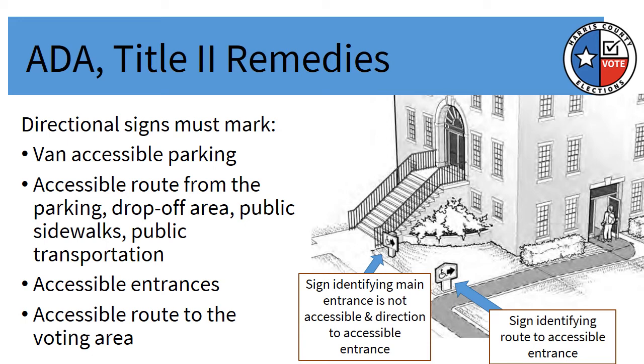To ensure that a voter with disabilities has clear direction as to where an accessible entrance is located, directional signs are required. If directional signs are on your checklist, you must post them. Directional signage must mark the location of van accessible parking if it's not otherwise obvious, the accessible route from the parking drop-off area, public sidewalks, public transportation, and also from accessible entrances, and mark the accessible route to the voting area.